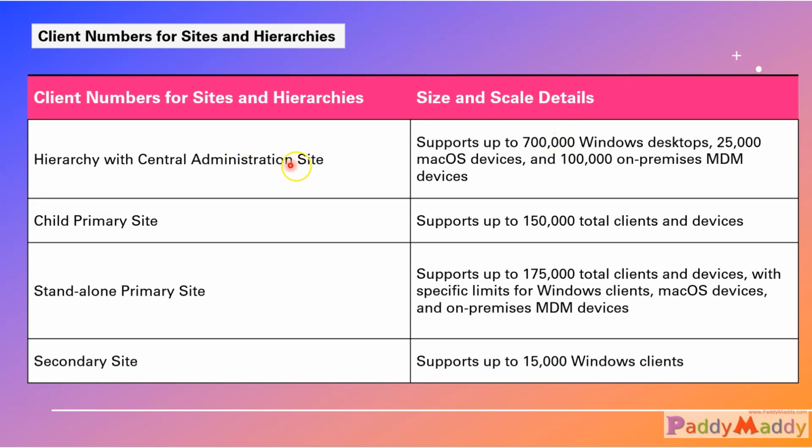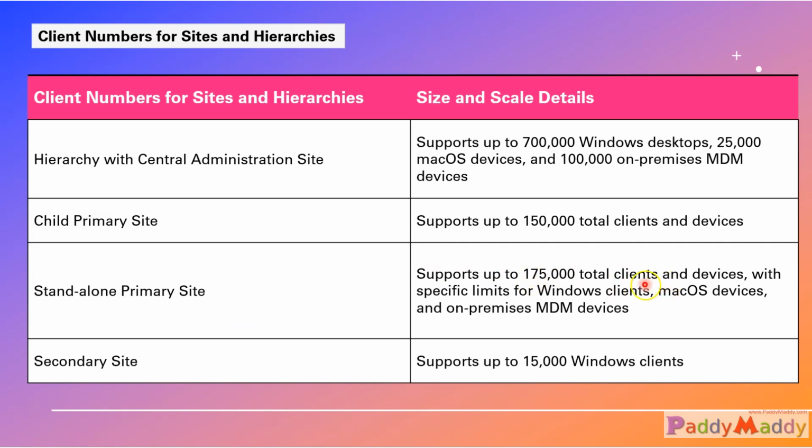So this is the hierarchy for a CAS site. If it is a child primary, meaning it is reporting to the CAS, then each primary site supports 150,000 clients. Remember, here also we are going to use the Enterprise edition of the SQL database. That's why it is extended to 150,000. Otherwise, only 50,000 devices. Now, when we talk about the standalone primary, again, here, if you use the combination of SQL with Enterprise Edition, then it's going to support 175,000 total clients.